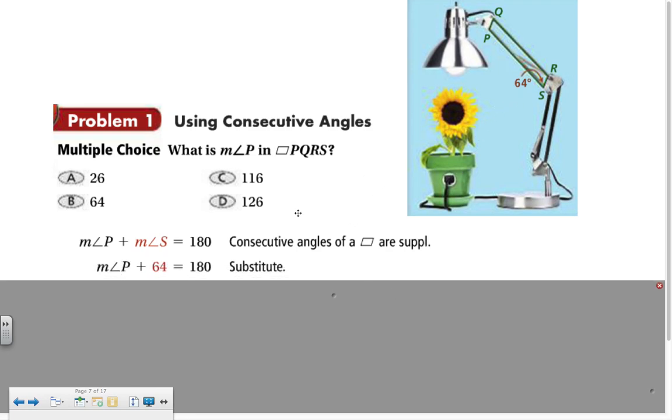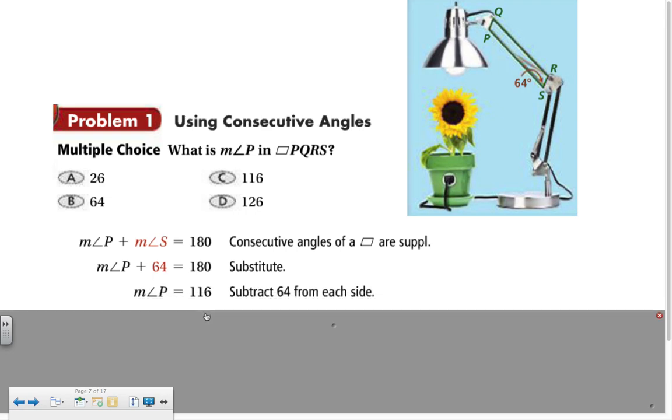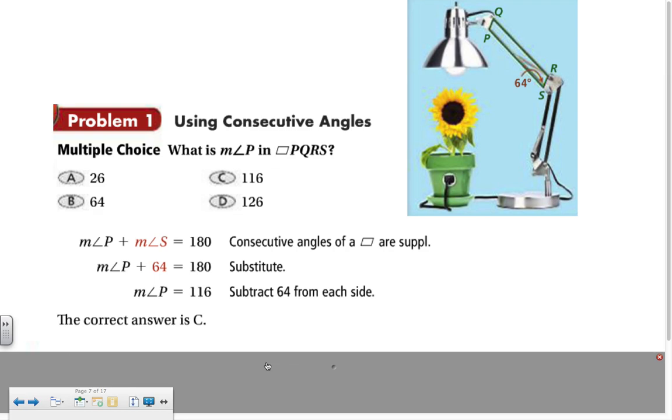I'm going to substitute angle S with 64, and then I'm going to solve for angle P by subtracting 64 on both sides. Angle P is then 116. So our correct answer is C.